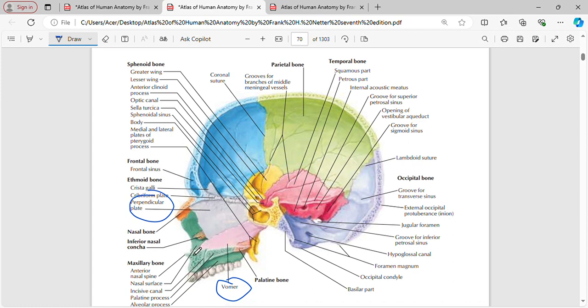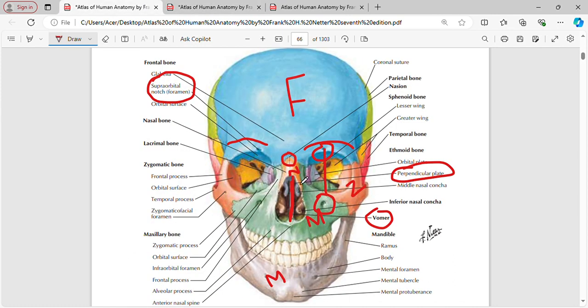And to make it very clear, where are the superior, middle and inferior nasal conchae? If you can see, here is the middle nasal concha and this is the inferior nasal concha.